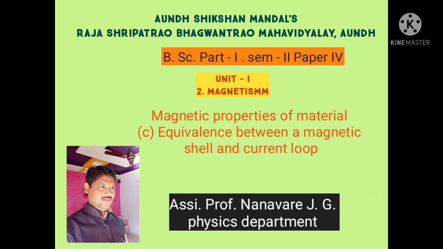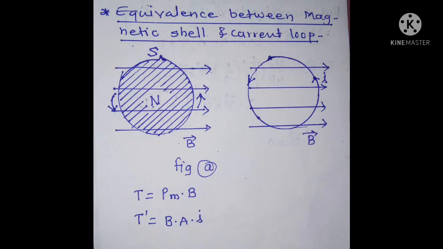Today I am going to teach magnetic properties of material. We have learned the two magnetic properties, that is magnetic induction and magnetic intensity, and today we are going to learn the equivalence between a magnetic shell and current loop. A magnetic shell is a thin magnet of very small length.